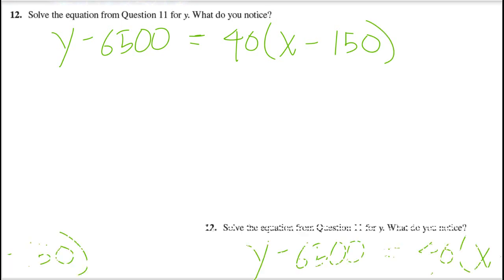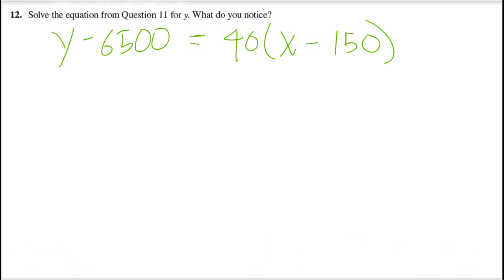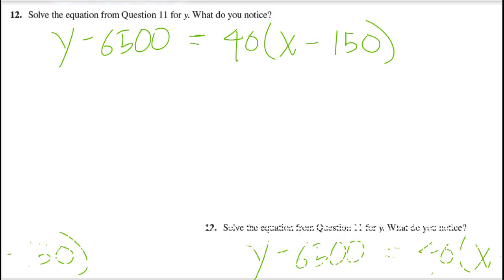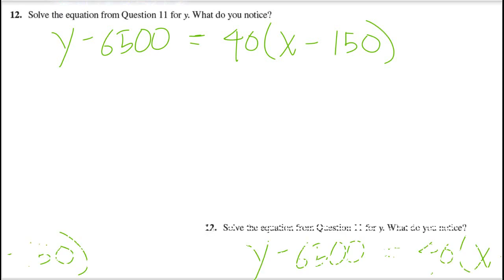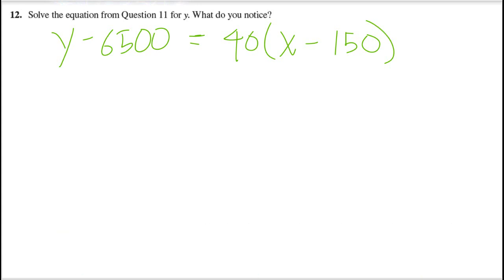Okay, and I should have mentioned you could have used the point 8,500 and 200 instead of 6,500 and 150. If you did it that way, that's fine. You didn't have to do it this way. Should have mentioned that before. But now they want us to solve for y and simplify the problem. Get the problem in simplest form.